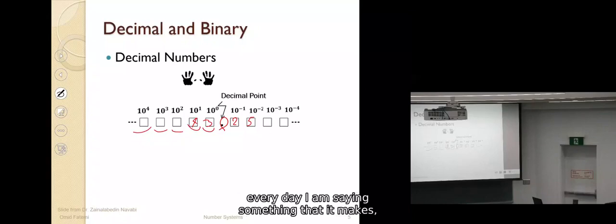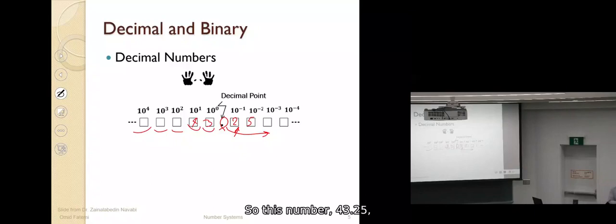This is something that you know every day. I am saying something that makes it more complicated. We are knowing these things from the preschool. And at that part, they are weighted at negative powers of 10. So the first one should be weighted by 10 to the minus 1. The next one 10 to the minus 2, and so on.